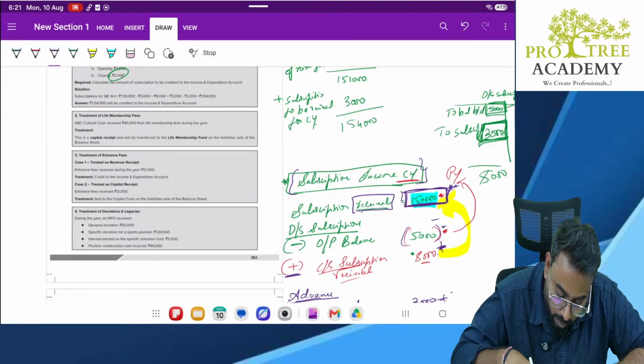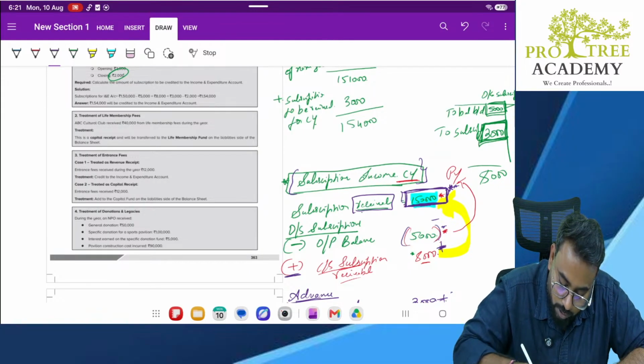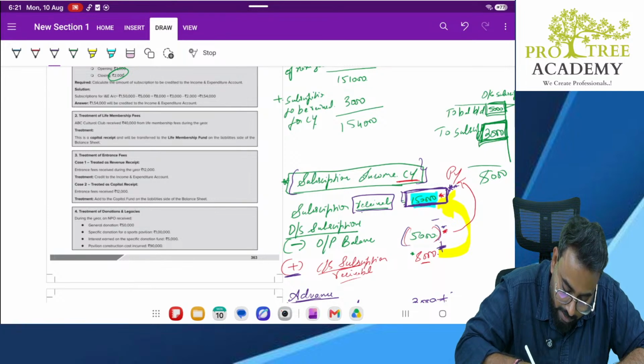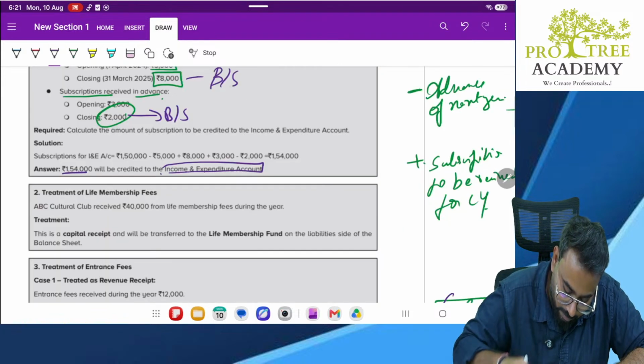Next, this 1,54,000 will be shown in the income and expenditure account. This 2,000 will go to the balance sheet.